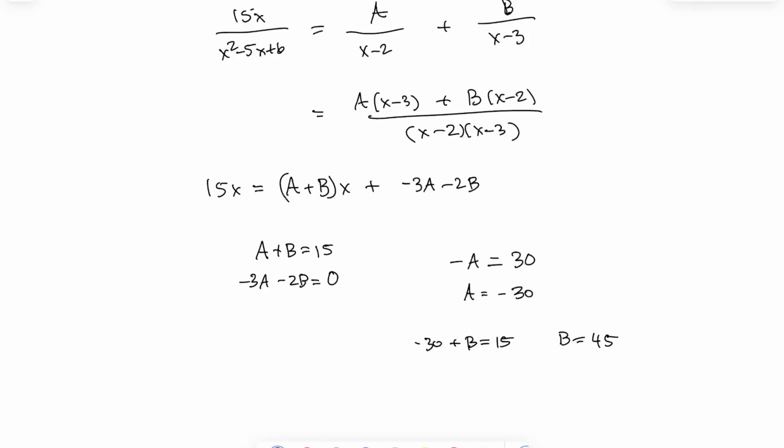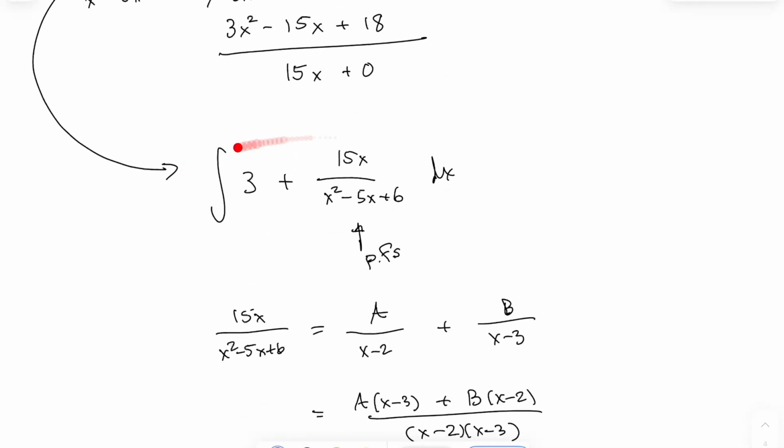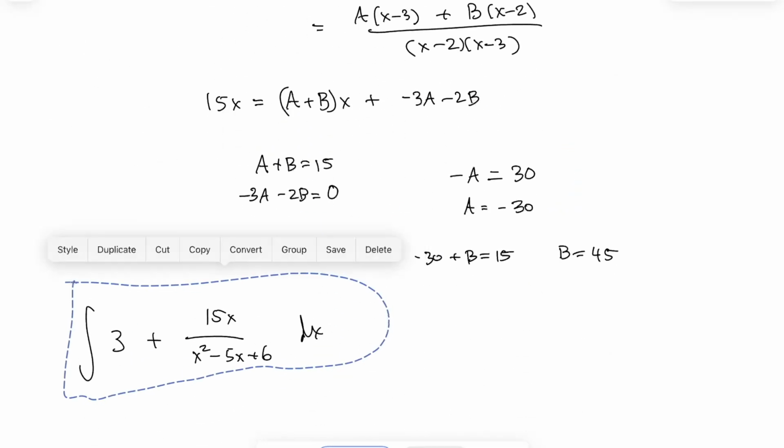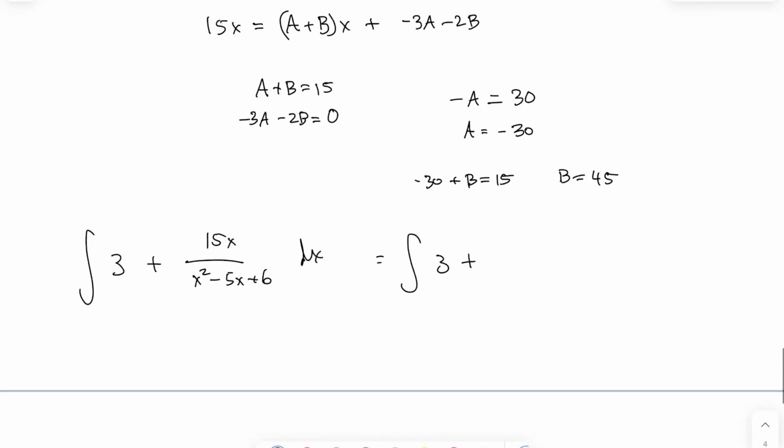So these are our constants. Right, we're pretty much done at this point. We just have to remember where we came from and where we're going here. This is where we were at, and then I just did the partial fraction. So this right here will continue. So that is the same as, okay, I didn't do anything to the 3, but I split apart that fraction where a is negative 30, and that's the one that goes on top of x minus 2. So negative 30 over x minus 2, and then 45 over x minus 3.